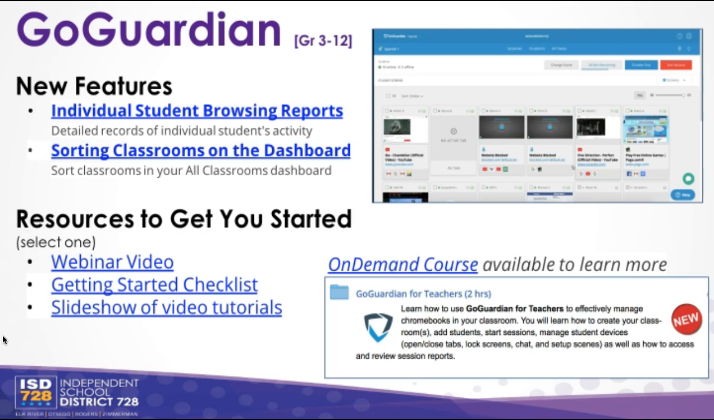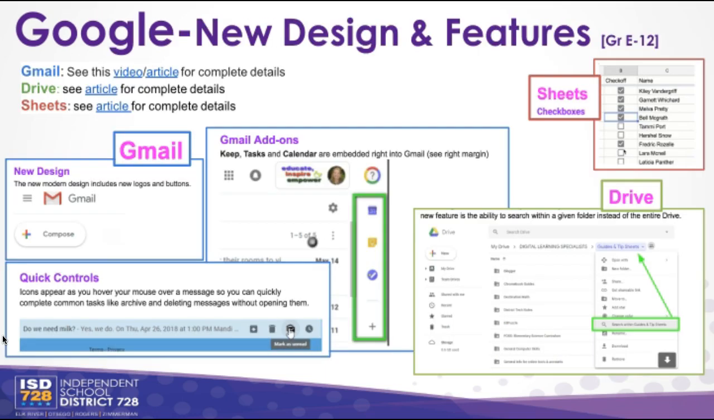If you are a GoGuardian user, there are a few new features, including individual student browsing reports, so you can see detailed records of individual student activity. And there's also the feature letting you sort classrooms on the dashboard. If you want to learn more about getting started with GoGuardian, check out some of the links below or see the on-demand course that's available to you.